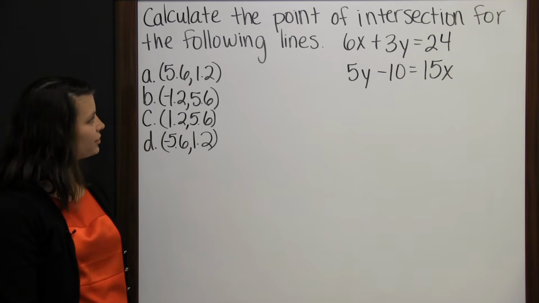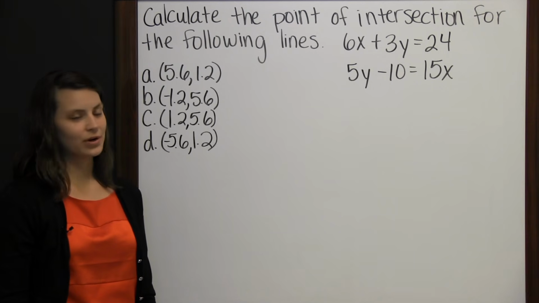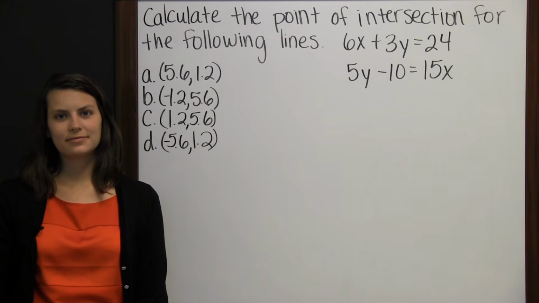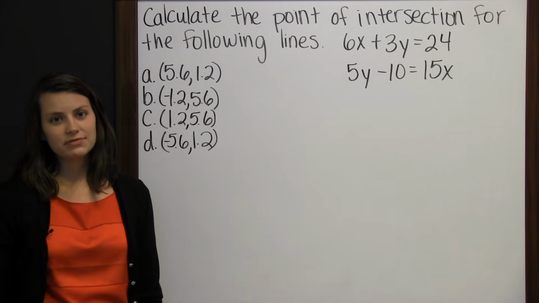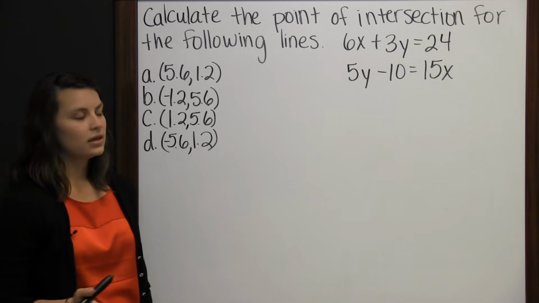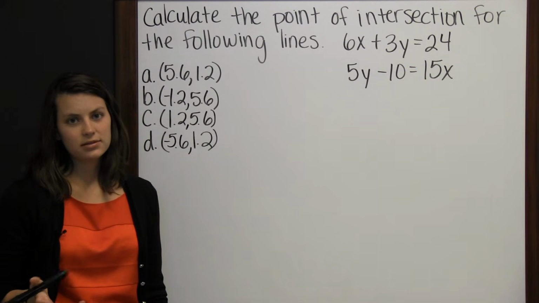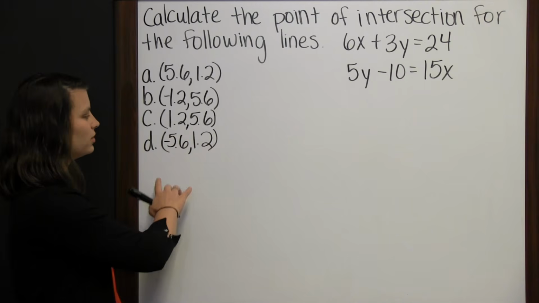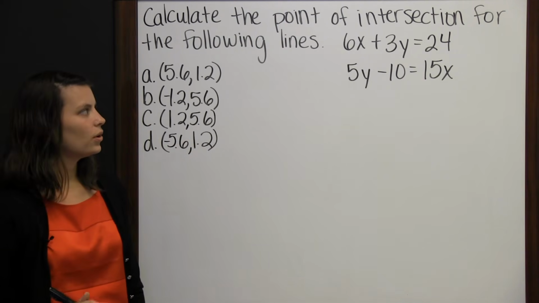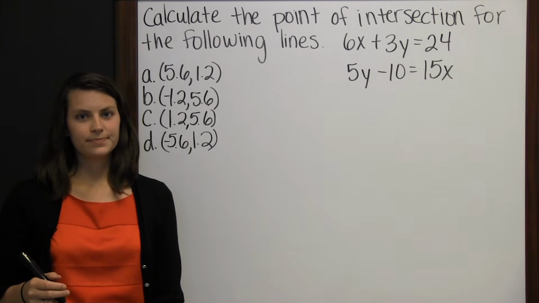Calculate the point of intersection for the following lines: 6x plus 3y equals 24, and 5y minus 10 equals 15x. There are a few different methods for finding the intersection of two lines. One is graphing, and you can just graph the two lines and find where they meet. Sometimes, though, that can be hard, especially when your answers look like this. You can also use elimination, or, like we're going to do on this problem, you can use substitution.